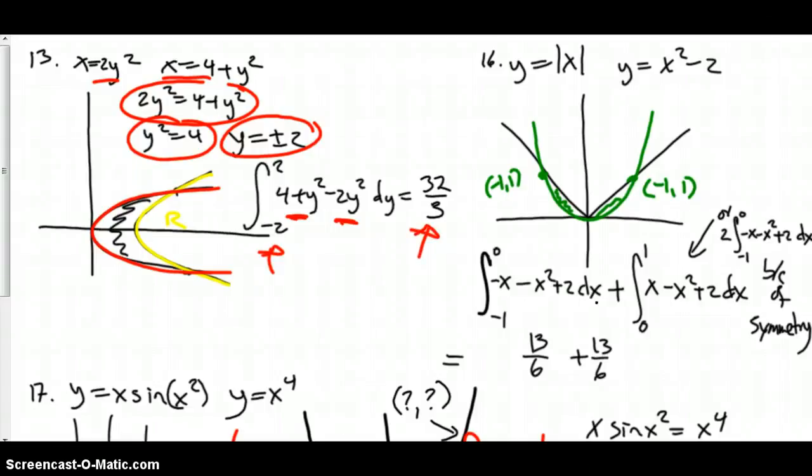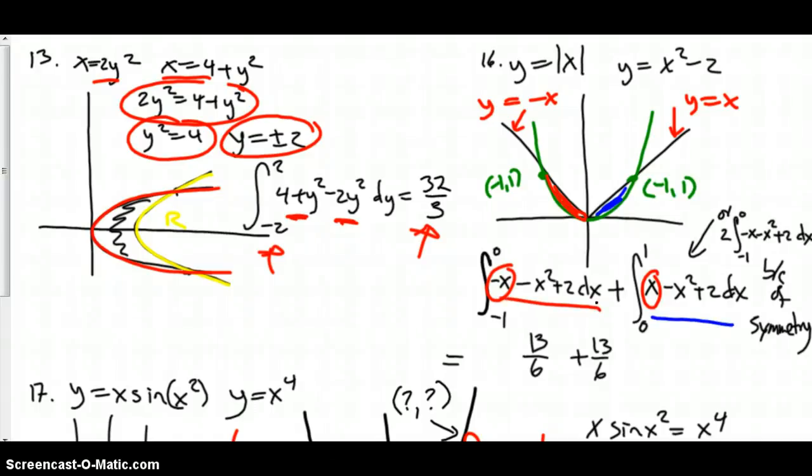Number 16 is a bit of a challenge. Finding the integral of an absolute value is easier to do if you split it up into two distinct pieces. If I call this side y equals negative x, and I call this side y equals x, I can find two separate areas here and here using two separate integrals.